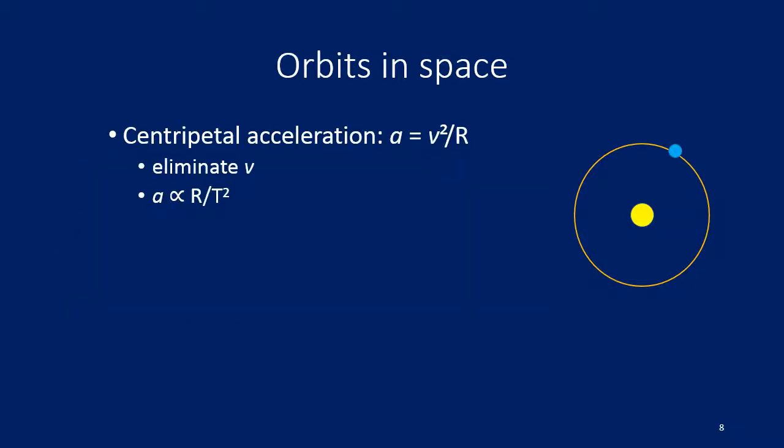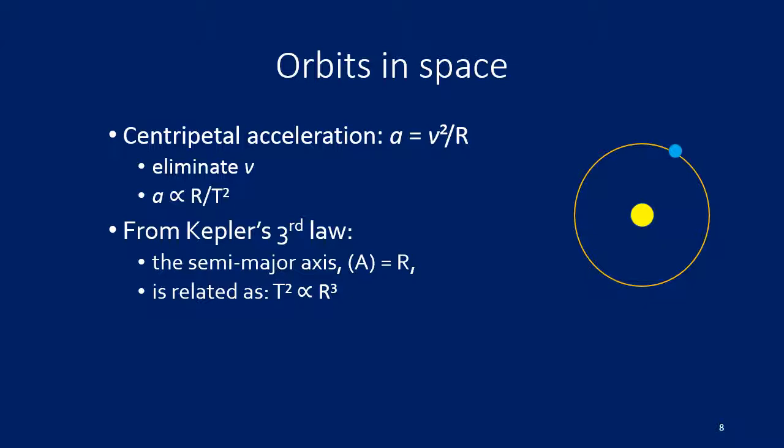So recall the centripetal acceleration, a equals v squared over r. Now if we eliminate v from this equation, we find that a is proportional to the radius divided by the time period squared. Now if we bring in something from Kepler's third law about the semi-major axis, which is a because it's an ellipse, but we're going to use this for a circle, so we'll call it r, is related as the time period squared is proportional to the radius cubed.